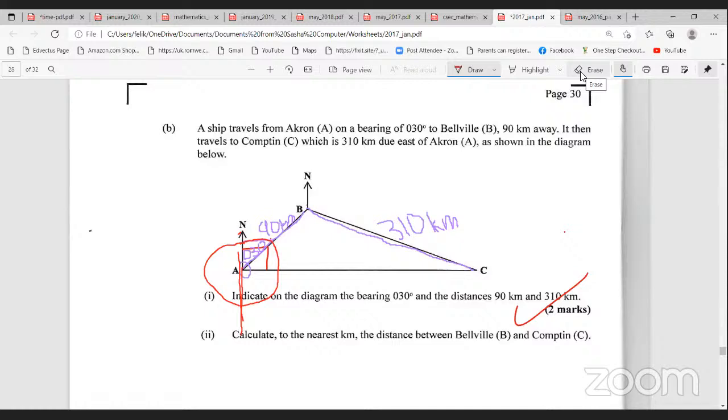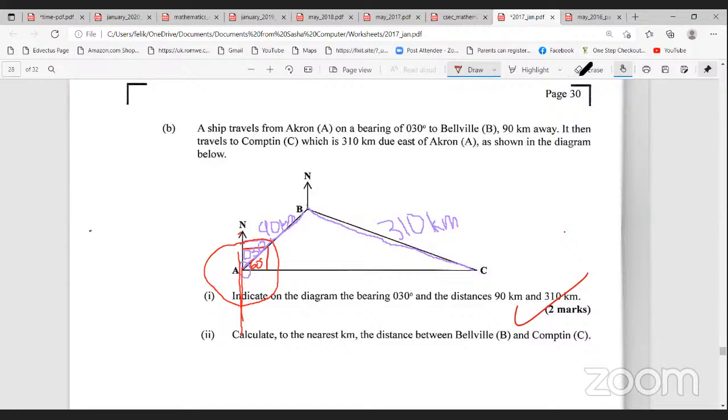A right angle. So what happened is that they said it then travels to Compton, which is 310 degrees due east of Akron. So it is east of Akron, which means that it is traveling exactly 90 degrees of Akron.